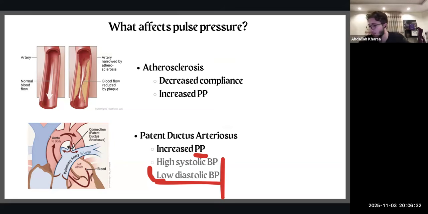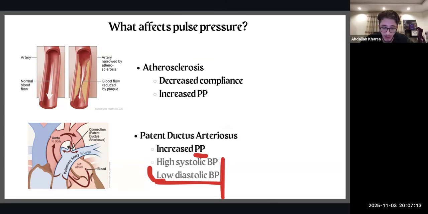Can you re-explain why patent ductus arteriosus increases systolic pressure and decreases diastolic? Okay, let me tell you. If you have a connection between the aorta and the pulmonary artery, this is going to cause a higher stroke volume. Technically you're pushing more blood out. Not actually, but technically. That on its own is going to increase systolic pressure. At the same time, you have decreased diastolic pressure.